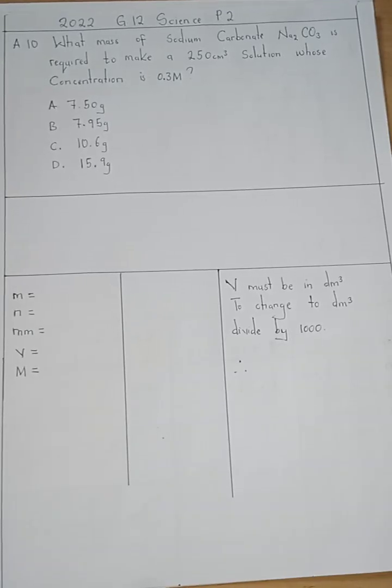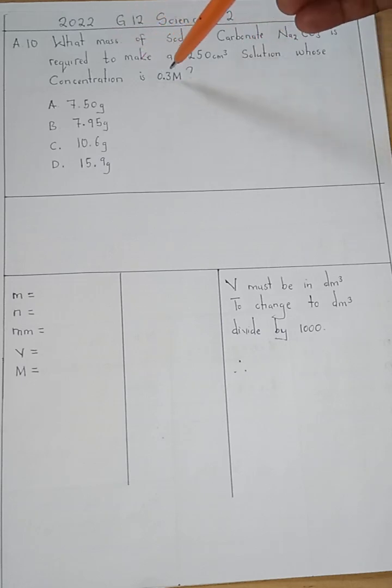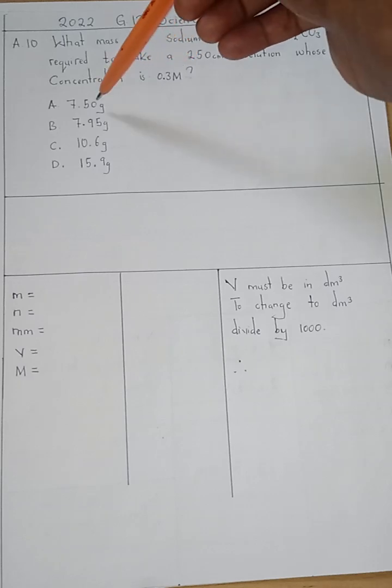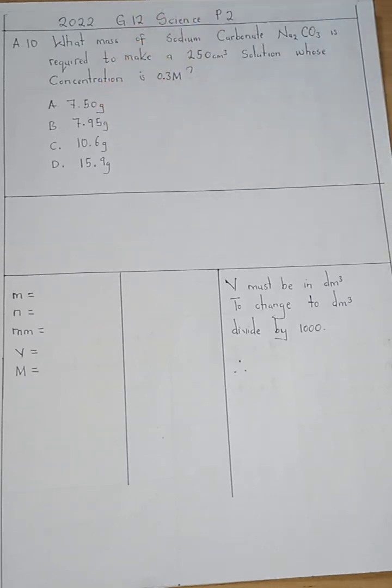Welcome. This question is based on stoichiometry and the mole concept, and it reads: what mass of sodium carbonate is required to make a 250 cubic centimeter solution whose concentration is 0.3 molar? Then we have those four options.